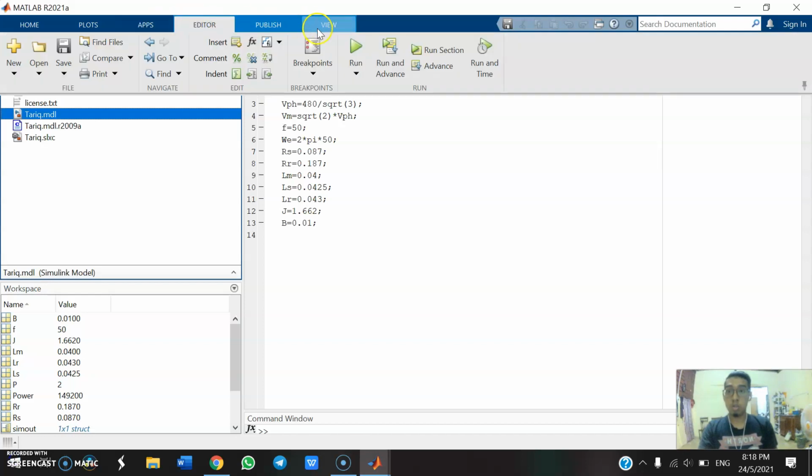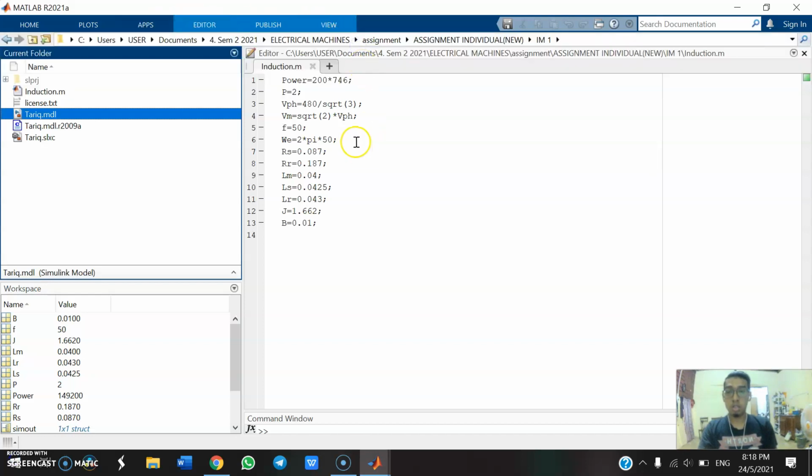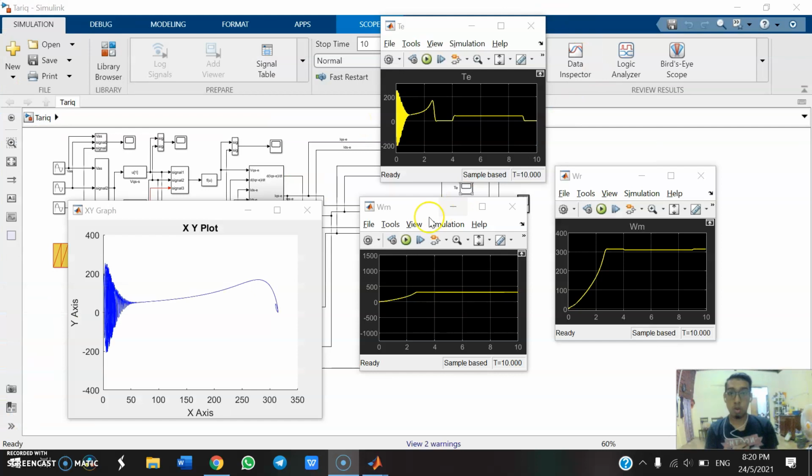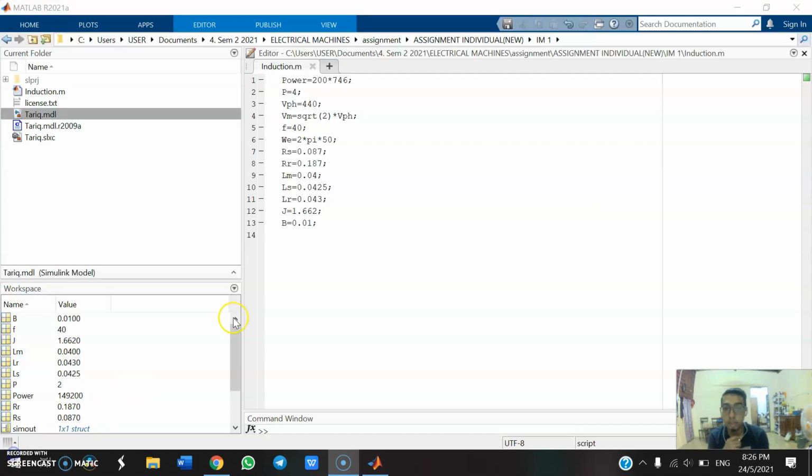When we run the coding just now, we will obtain the electromagnetic torque, rotor speed, and also synchronous speed graph, and also we obtain the SY plot. So from the previous value, we will know that WR is actually the speed of rotating flux.